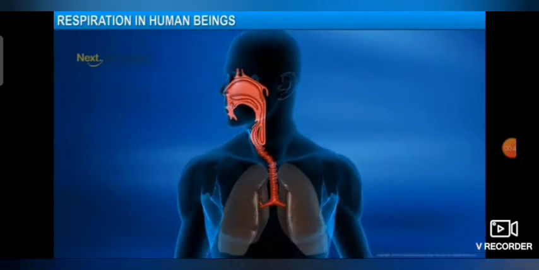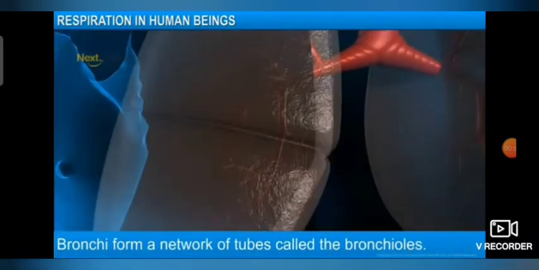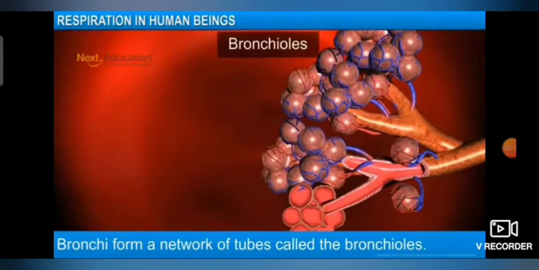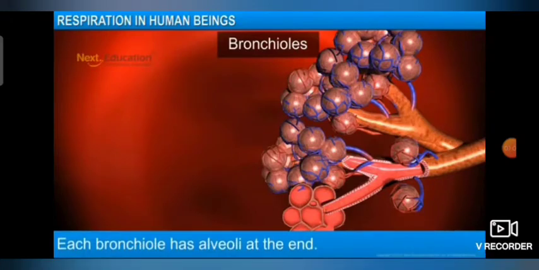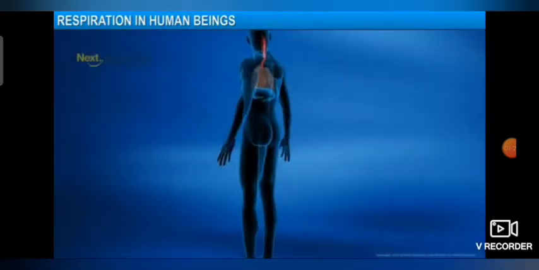Bronchi, a network of tubes that keep branching into smaller tubes called bronchioles. At the end of each bronchiole, you will find balloon-like structures called alveoli. The alveoli provide the surface for the exchange of oxygen and carbon dioxide. The walls of alveoli contain a network of blood vessels.